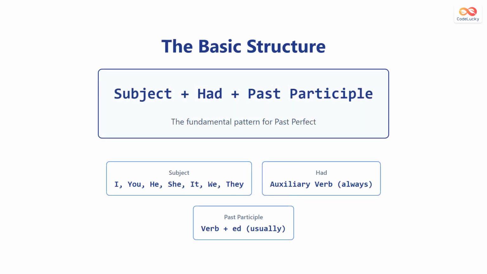The past perfect formula has three parts. First, the subject, which can be I, you, he, she, it, we, or they. Second, the word had, which is the auxiliary verb and never changes. Third, the past participle, which is usually the verb plus ed. Together, subject plus had plus past participle.